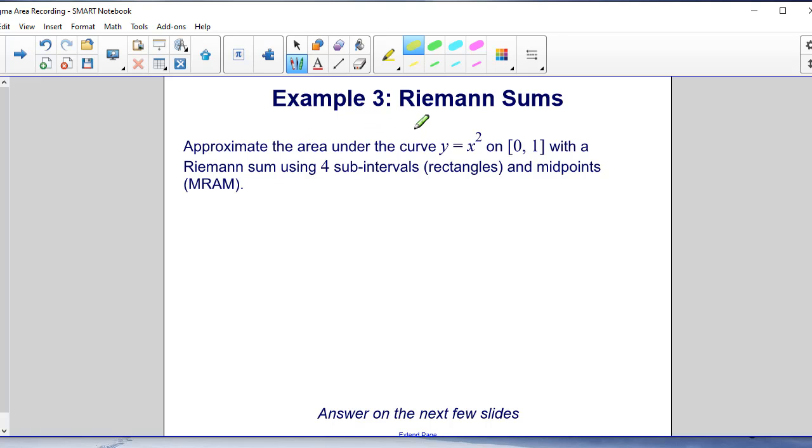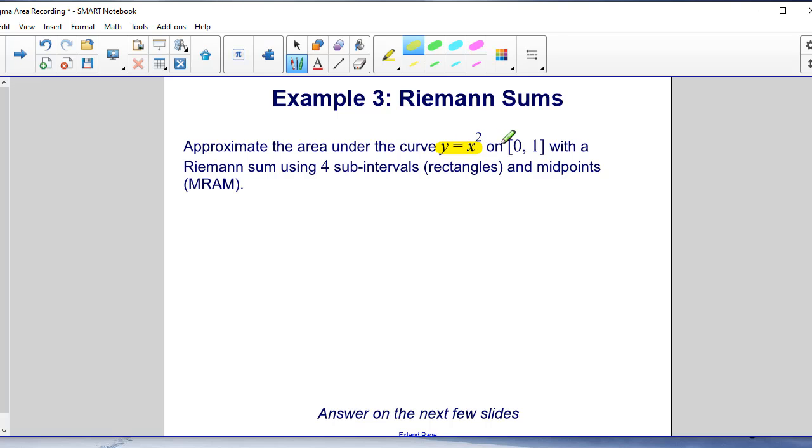Example number 3 of Riemann sums and how they relate to sigma notation. In this example, we are asked to approximate the area under the curve of y equals x squared on the closed interval 0 to 1 with a Riemann sum using 4 subintervals, in this case rectangles, and using the midpoints.